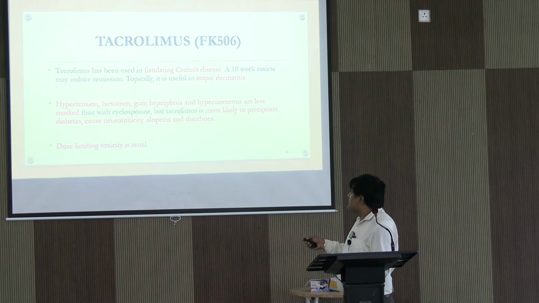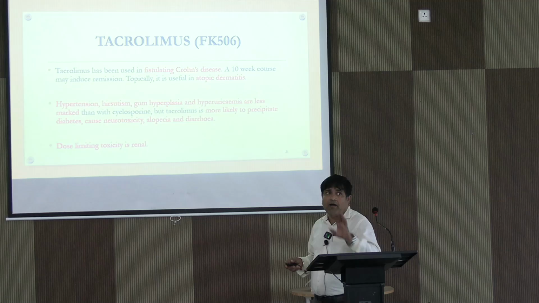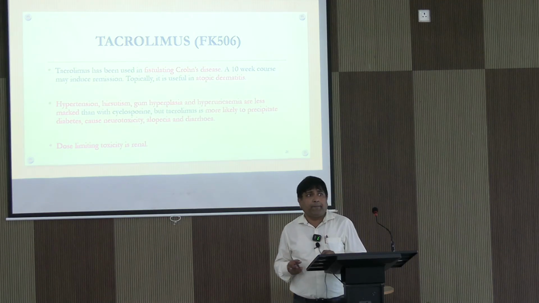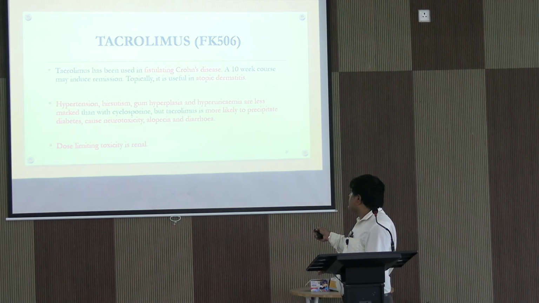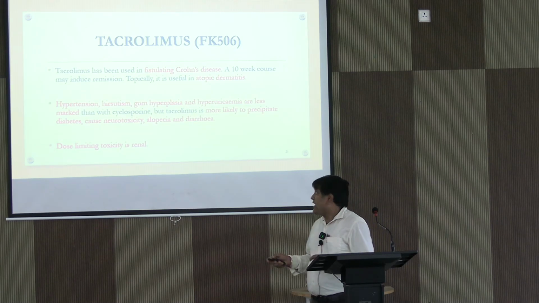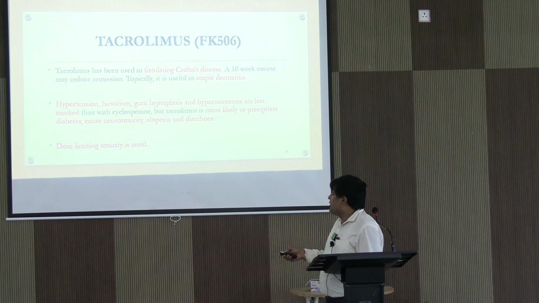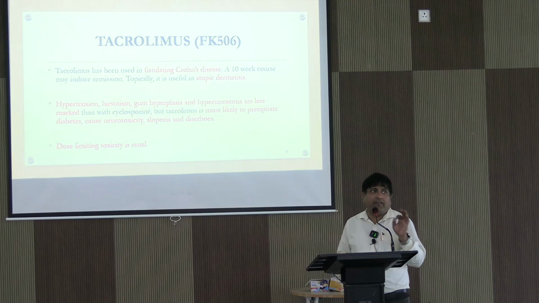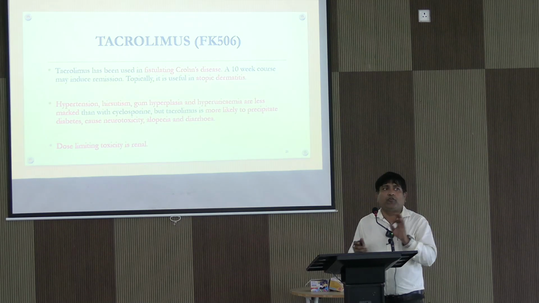Again, hypertension, hirsutism, gum hyperplasia, and hyperuricemia are less marked than with cyclosporine, but tacrolimus is more likely to precipitate diabetes, and cause neurotoxicity, alopecia and diarrhea. Dose limiting toxicity is renal. It is also nephrotoxic.